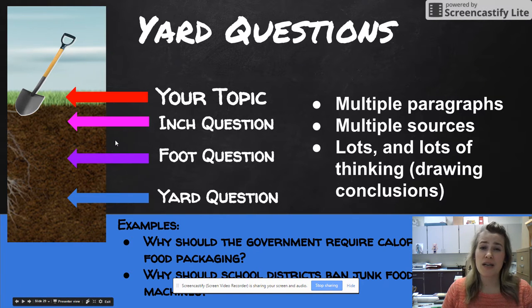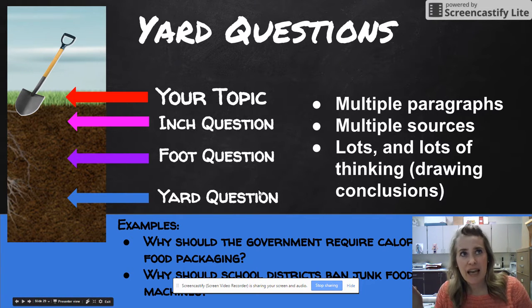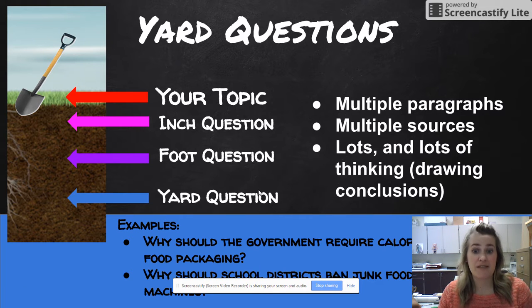We can compare yard questions to digging a really deep hole. So remember, it's really hard to dig a deep hole, just like it's really difficult to answer a yard question. They require a lot of work. When you're writing a yard question, you are going to think, does the answer to this question require multiple paragraphs? Does the answer to this question require multiple sources? If the answer is yes, you're on the way to a good yard question. And does my question require me to do lots of thinking and draw conclusions of my own? If you're going to be drawing conclusions and doing lots of thinking, that's a good sign it's a yard question.